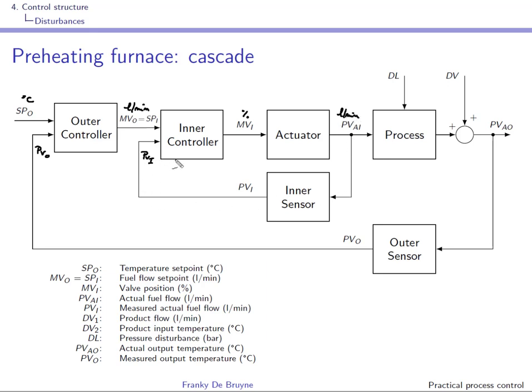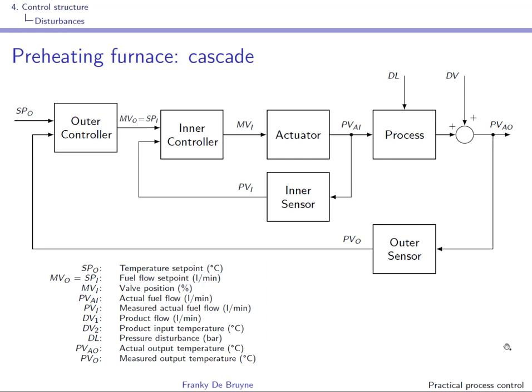Of course you need a sensor, and this will then lead to a measurement of the actual fuel flow, right? This fuel flow will actually influence the actual output temperature, right? And again here you need a sensor to measure this temperature, right? So here we had a load disturbance. Maybe I should put it somewhere over here, because it's acting on the input, and in our case it's the pressure in the fuel flow line, right? And there are two disturbances acting on the output. So this is the input temperature of the product flow, and the product flow itself.